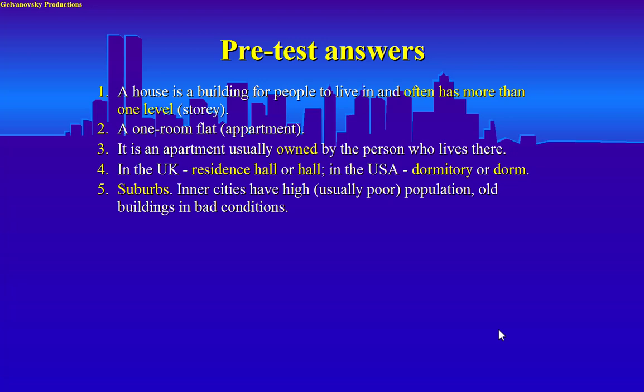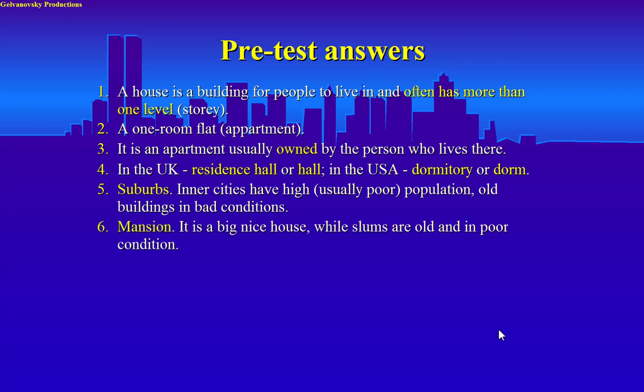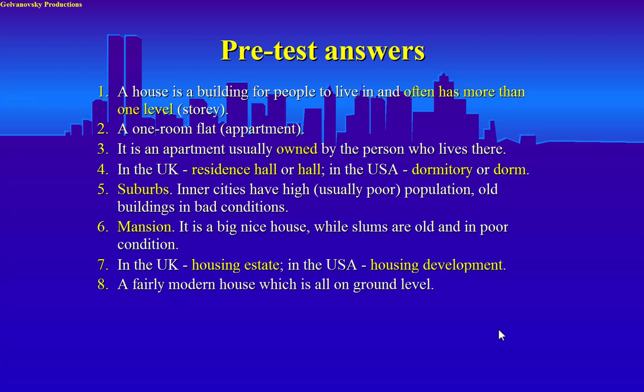Question 5. Suburbs. Suburbs are better than inner cities, because inner cities have high and usually poor population, and there are old buildings in bad conditions. Mansion. Mansion is a big nice house while slums are old and poor and in rather bad condition. 7. In the UK, this is called housing estate, and in the USA it is housing development.